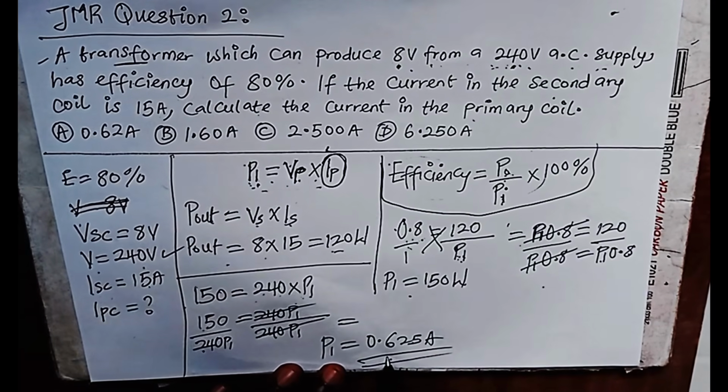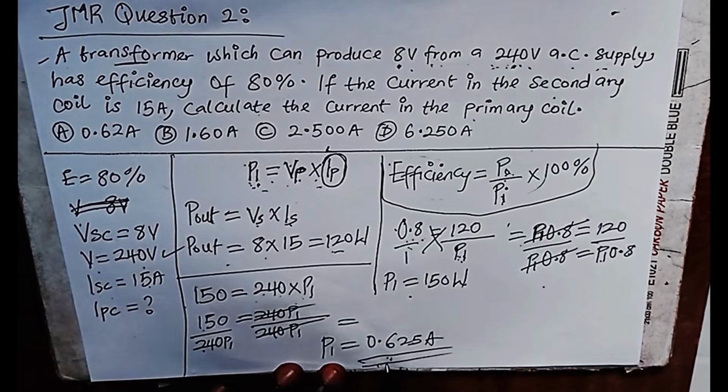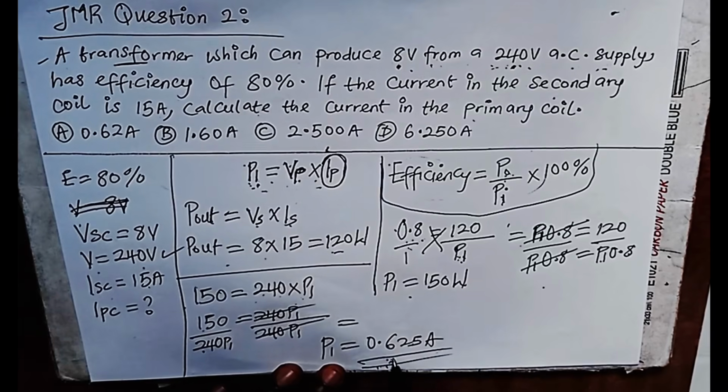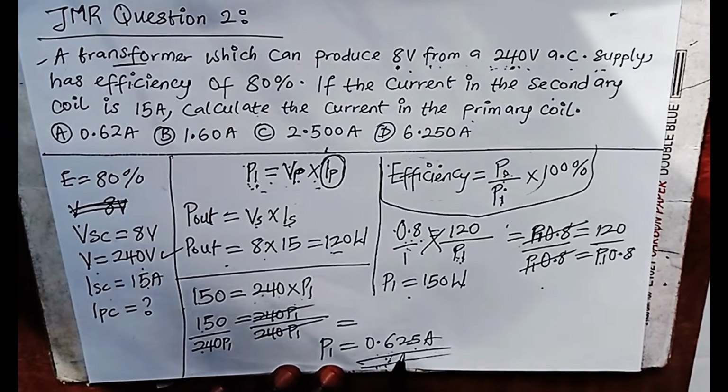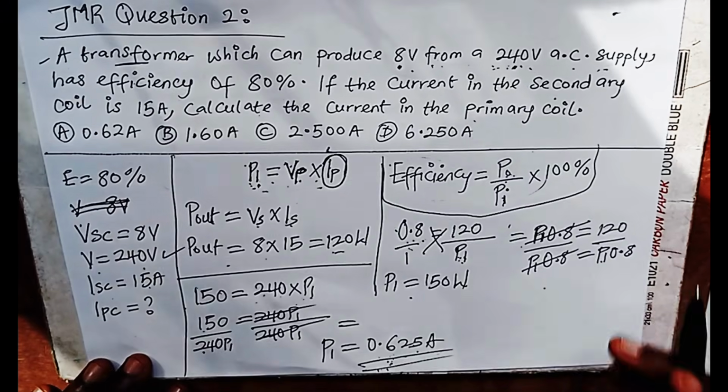Among the options, do we have the closest answer? Pick the closest option to 0.625 and drop it in the comment section.